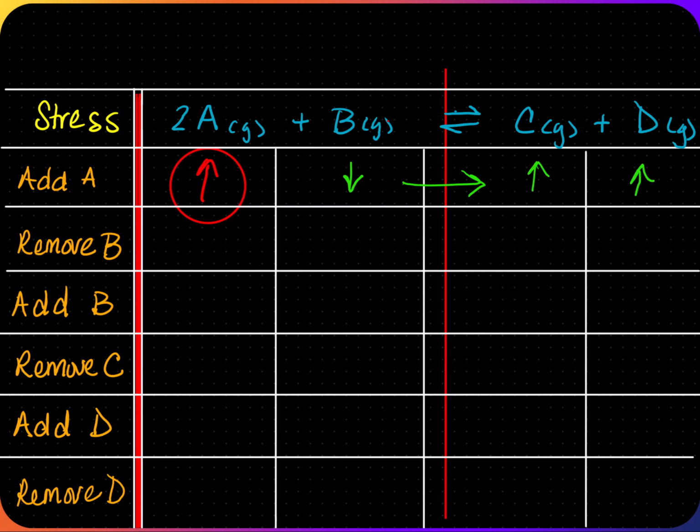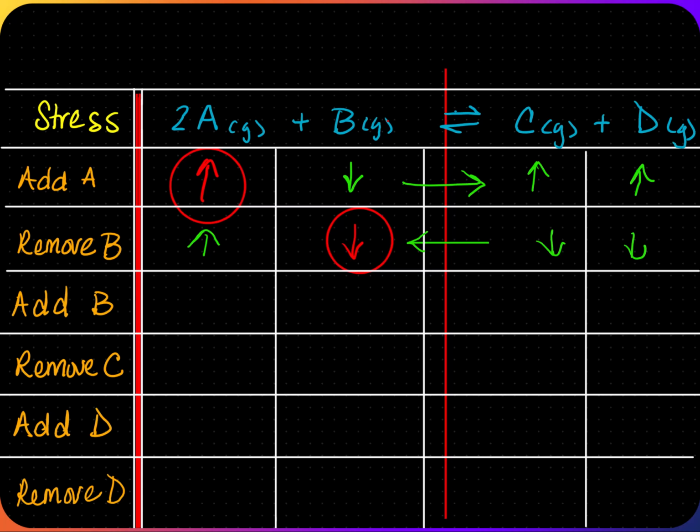Here B is removed, so the concentration of B is lower. Since it's removed, we want to do the opposite and increase it. To do that, we must shift to the same side. So when we remove, we shift towards the removal, so we shift to the left. Everything in the reactant side will increase. The product side will decrease because C and D must react to produce A and B.